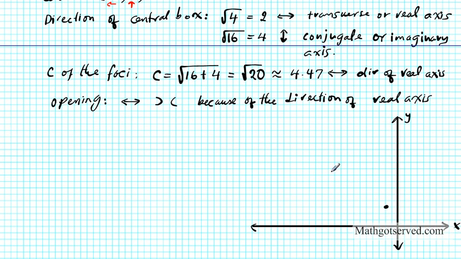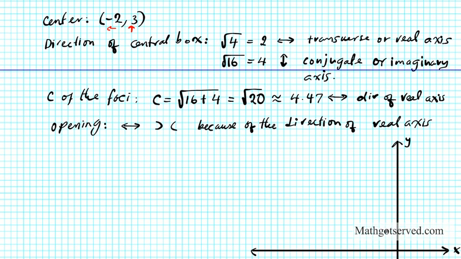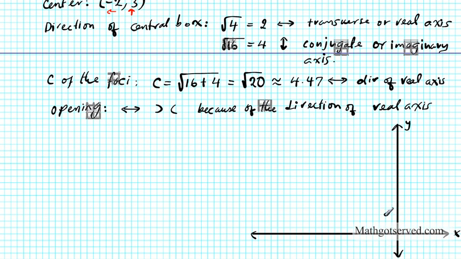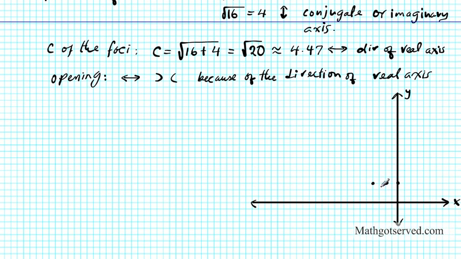Now, what we're going to graph next is the direction of the central box. We're going to go 2 units to the left and 2 units to the right, 1, 2. And then we're going to go 4 units up and down, following the direction of the conjugate axis: 1, 2, 3, 4 up, and then 1, 2, 3, 4 units down. Okay, so these points are the midpoints of the central box.